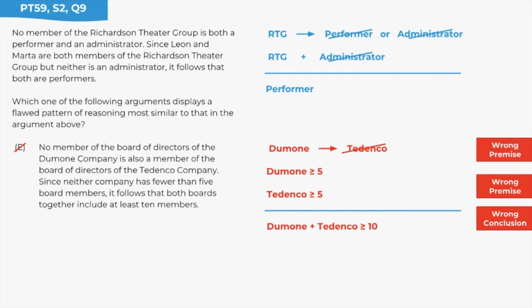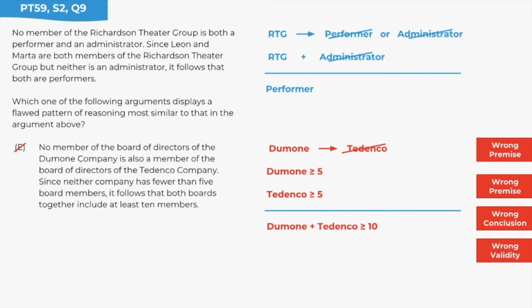It's also got the wrong validity. If you take those premises together and you add them up, it's true that if no member of the Dumont company board is a member of the Tedesco company board, and each company has at least 5 or more people on their board, then it follows that combined they have at least 10 members between the two.